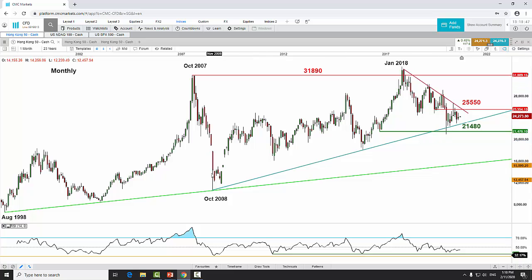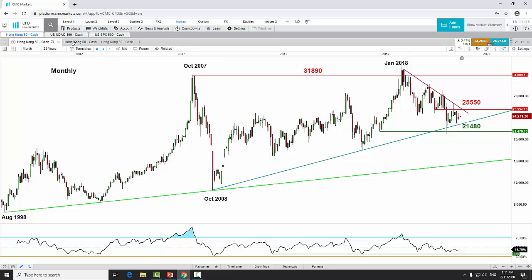circular ascending support level drawn from the low of October 2008, tested 2 times already. Now supporting at around 21,480. So that is the long-term level to watch: 21,000, 21,480. The immediate resistance will be at this 25,550, which is this congestion zone over here, as well as the confluence with the descending trend line drawn from the current all-time high at this 33,280, which is also the failed bullish breakout.